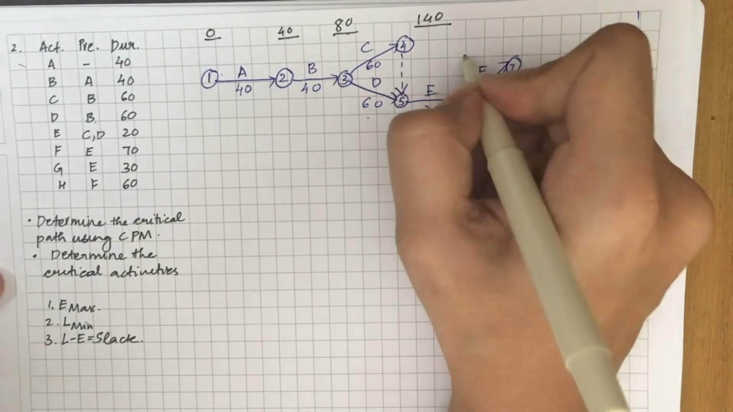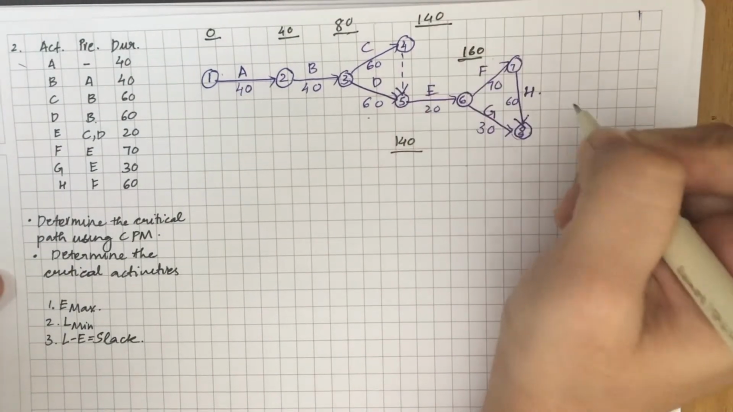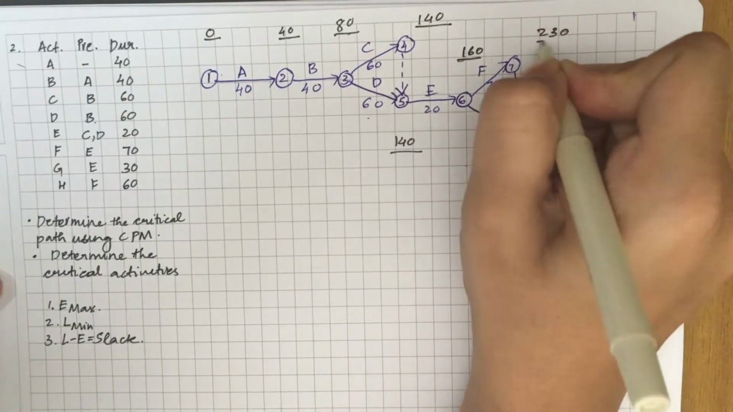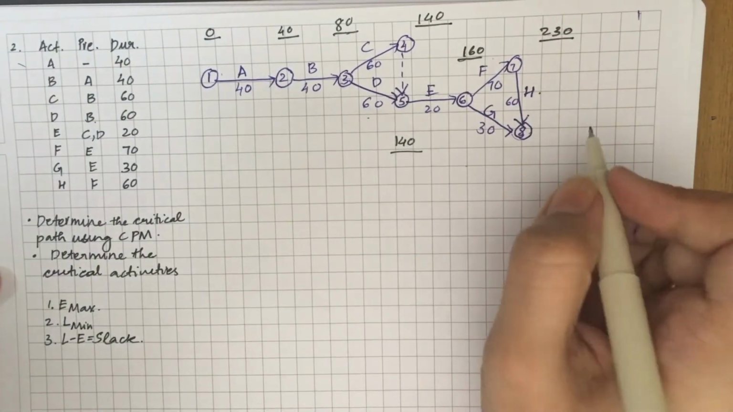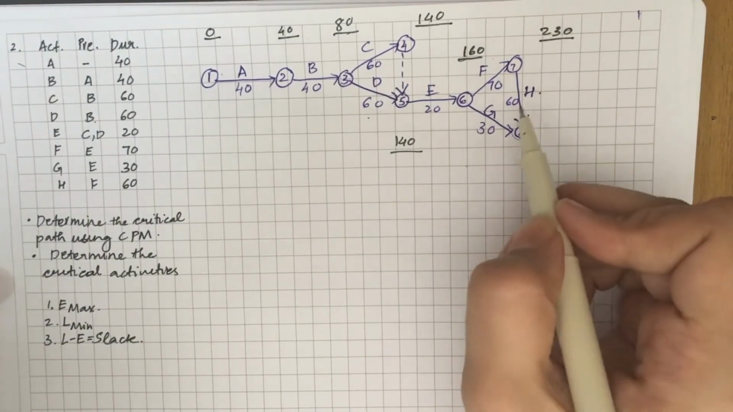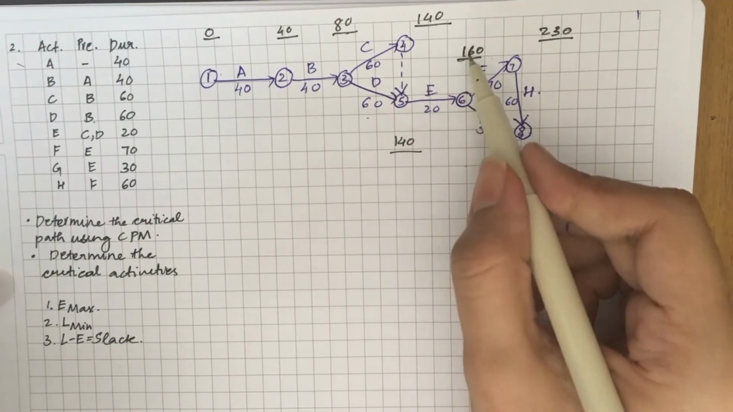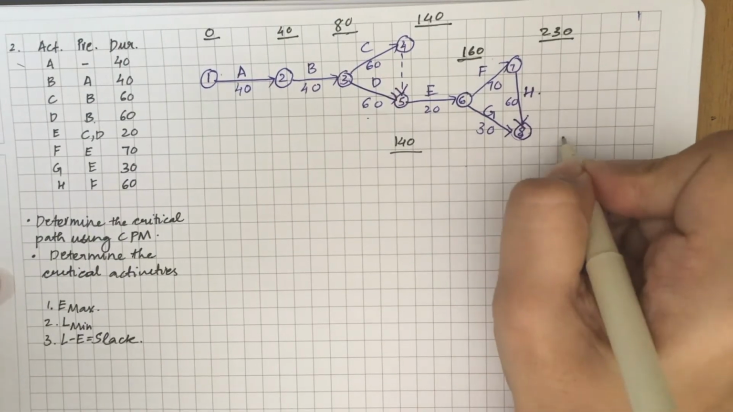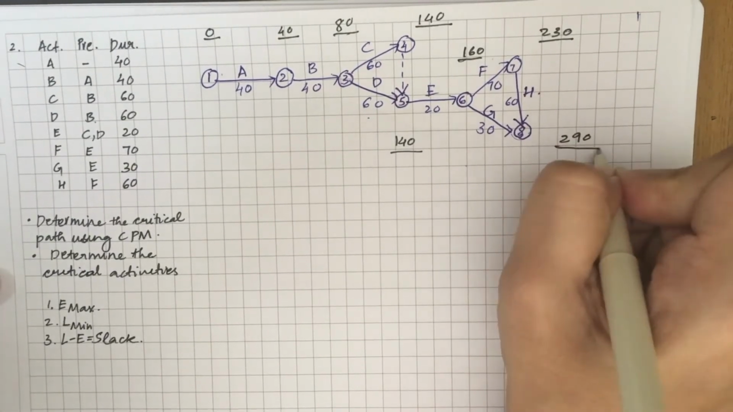140 plus 20, 160. For the seventh, 160 plus 70, 230. E for the eighth is 230 plus 60, 290, or 160 plus 30, that is 190. So we will take the bigger value, 290.